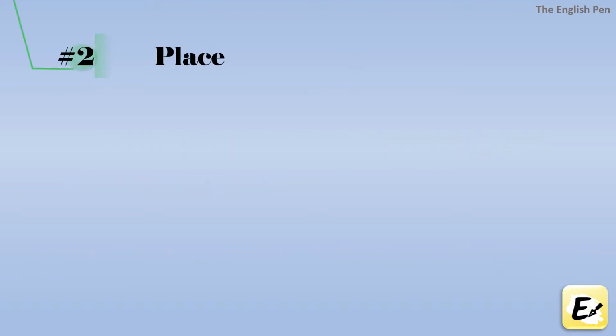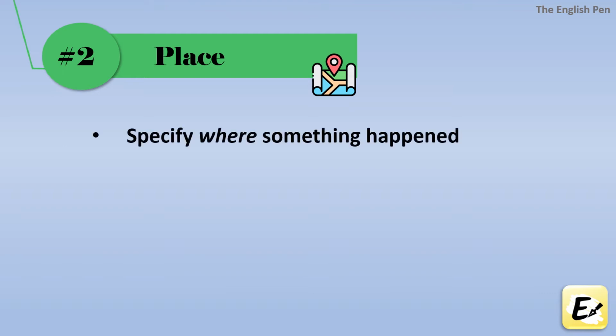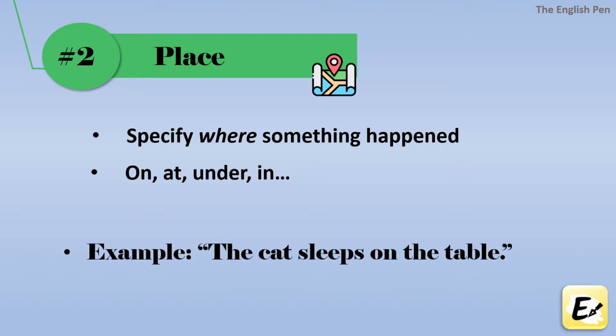Number 2. Place. Prepositions can also specify where something happened. These prepositions are words like on, at, under, and in. Here is an example sentence. The cat sleeps on the table. Where does the cat sleep? On the table.